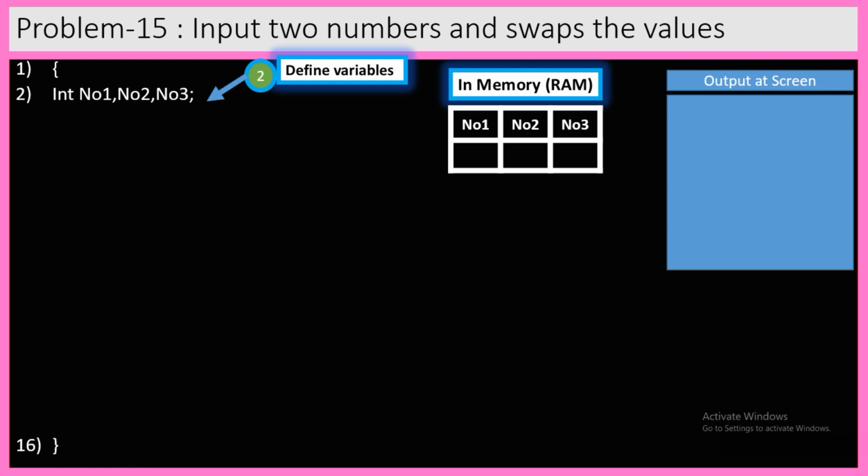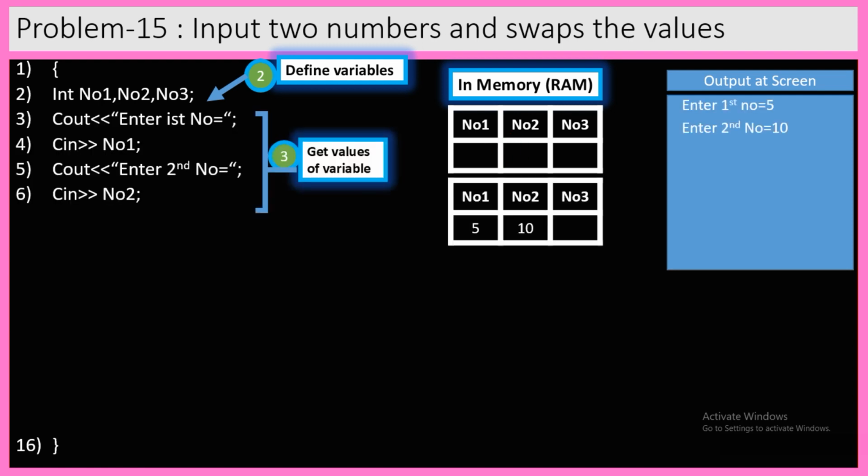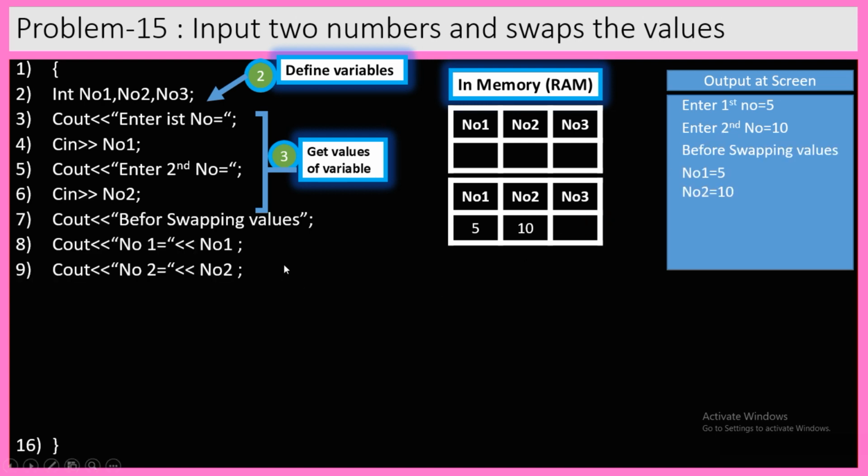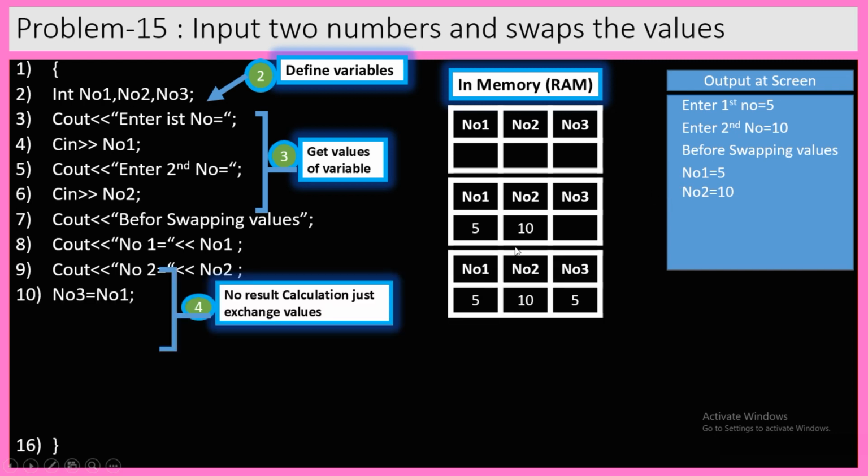In next step, get values number 1 and number 2, and in memory you see number 1 is 5 and number 2 is 10. We can see these values at monitor or screen. Next step, we simply show a message, the values we enter, and this message can be seen at output screen. Next step 4 is calculation. The calculation is simple. Swap the values. At line 10, we simply write down a code.